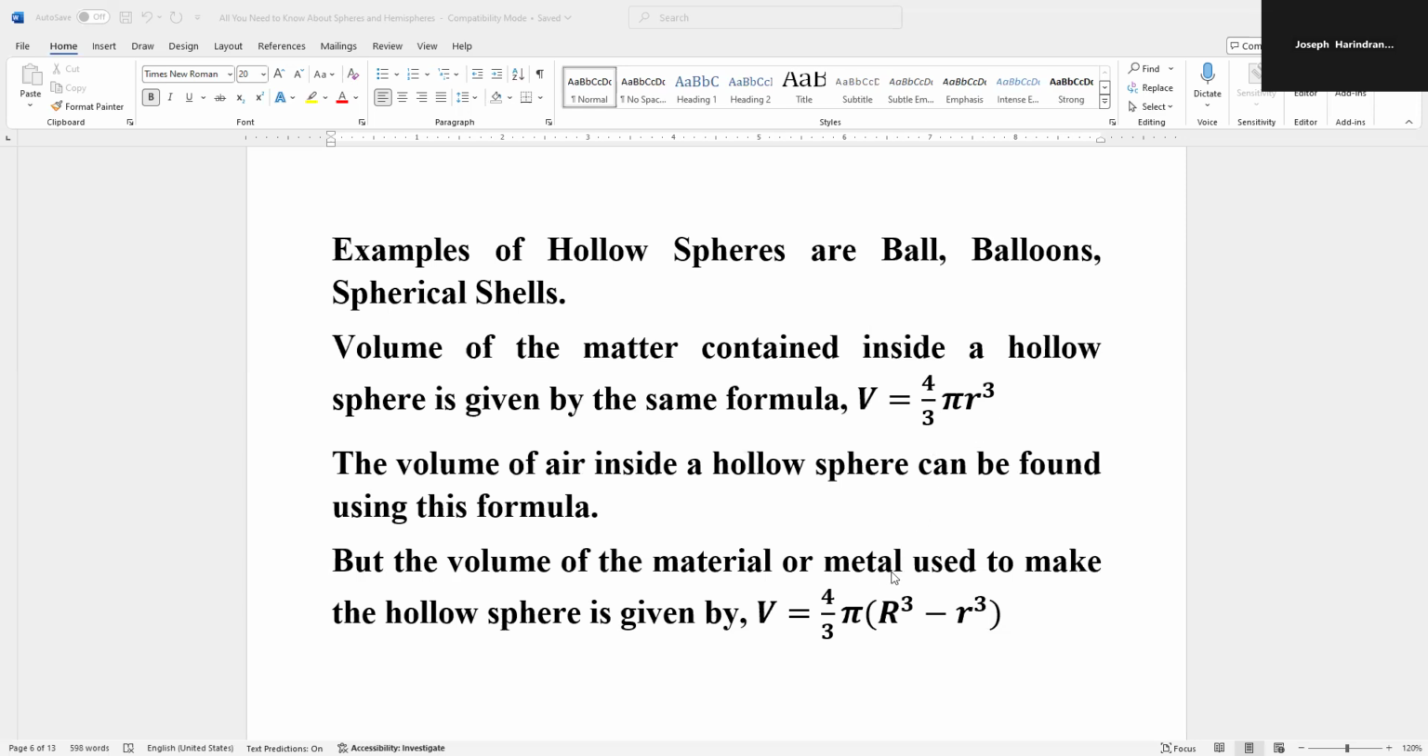But the volume of the material or the metal used to make this hollow sphere is given by V is equal to 4 by 3 pi into, within brackets, capital R cubed minus small r cubed.